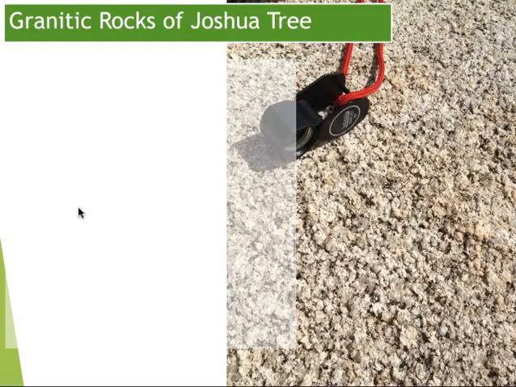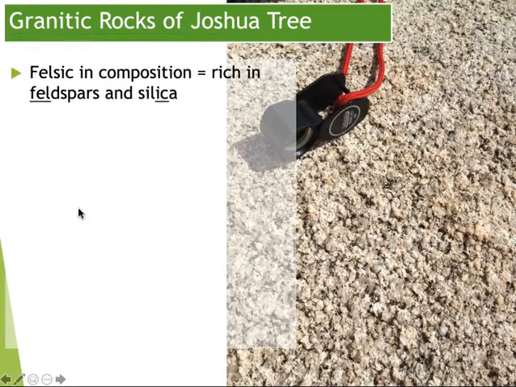Granitic rocks of Joshua Tree. Granitic rocks are felsic in composition, meaning they contain abundant feldspars and silica in the form of the mineral quartz. They may also contain minor amounts of the darker minerals biotite and hornblende.